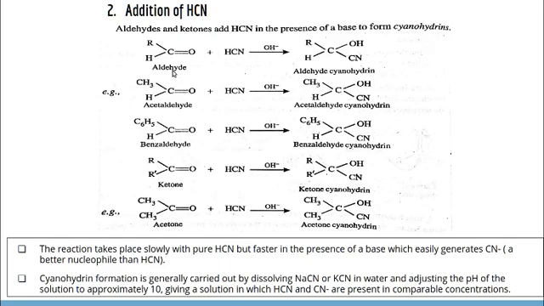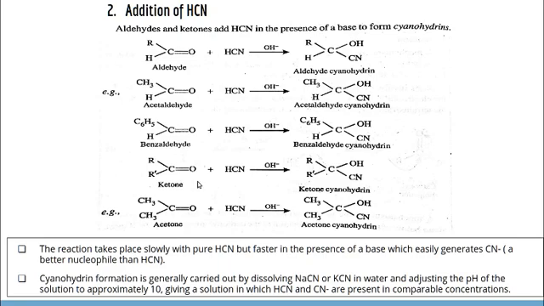Here we have the example of aldehyde. RCHO adds HCN in the presence of a base and we will get aldehyde cyanohydrin. H will add on the oxygen and CN minus adds on the electrophilic carbon. So we will get aldehyde cyanohydrin. Example, acetaldehyde, when it adds HCN in the presence of a base, we will get acetaldehyde cyanohydrin. In the case of benzaldehyde, we will get benzaldehyde cyanohydrin.